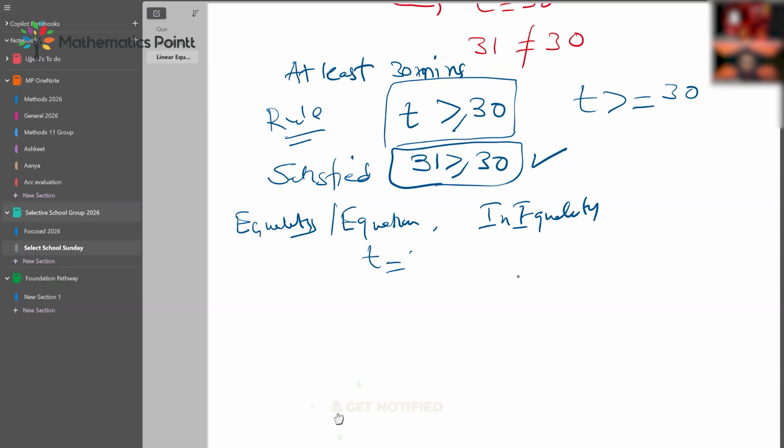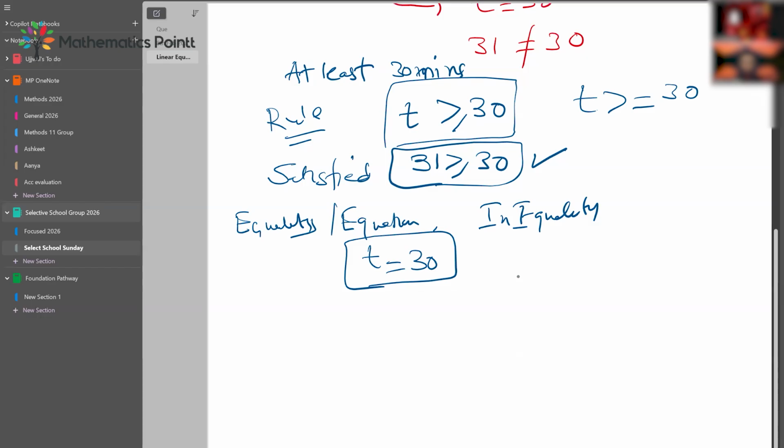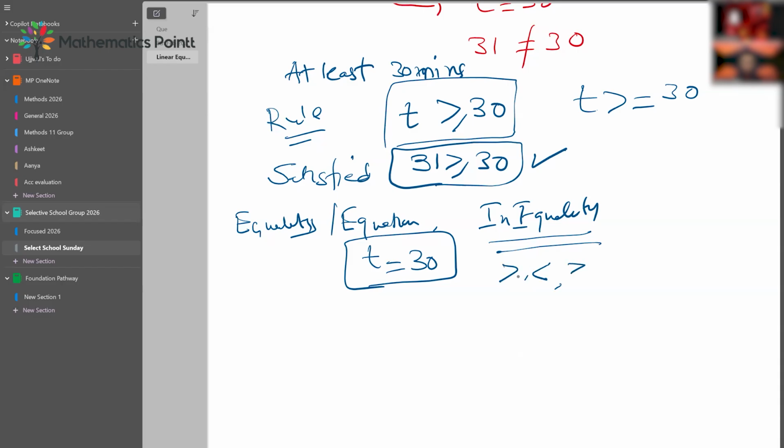Equality talks about being exactly equal. Inequality talks about being either greater or less, greater than equal to or less than equal to. So there is greater than, less than, greater than equal to, less than equal to. In algebra we don't write out greater than equal to. We are lazy and we say, okay, let's pop this in under.